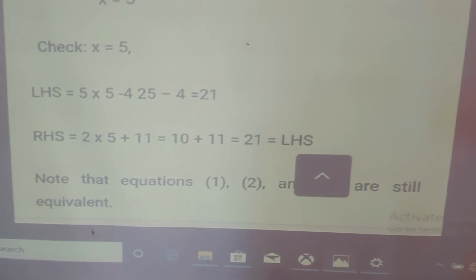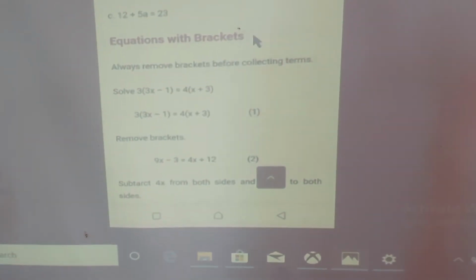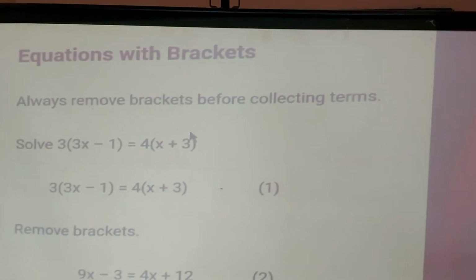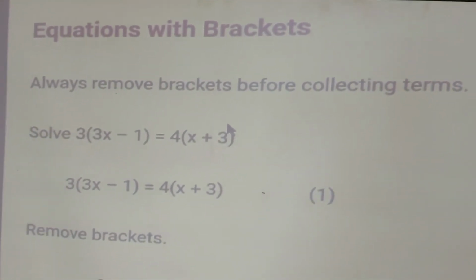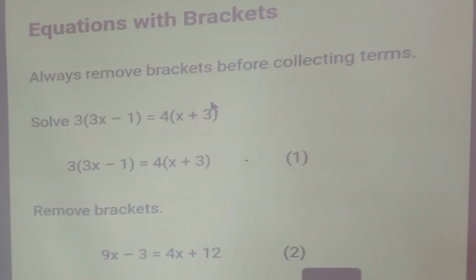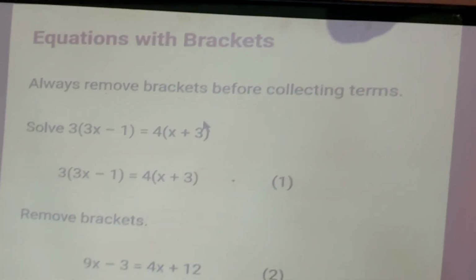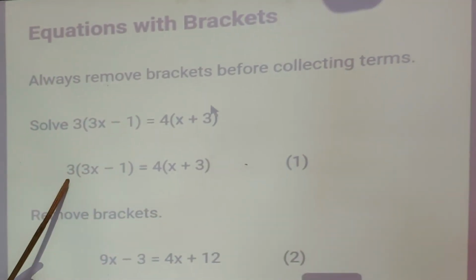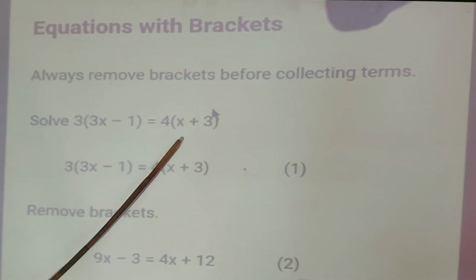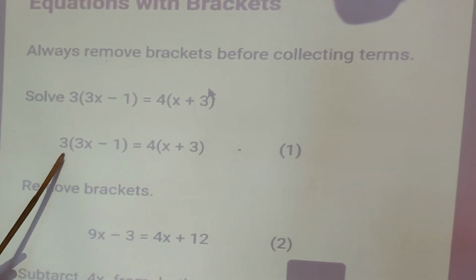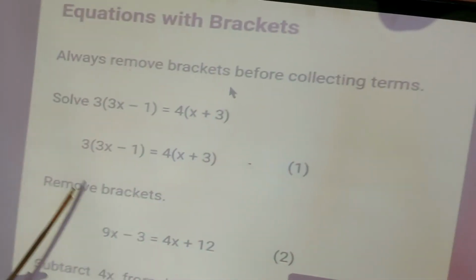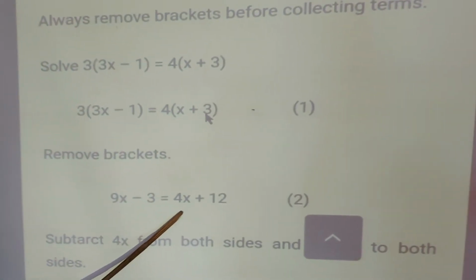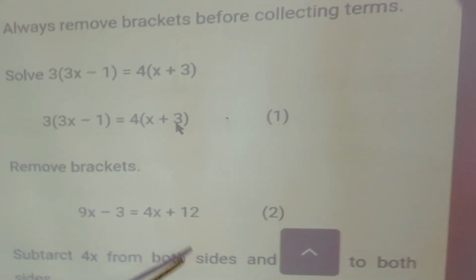Now, another aspect of solving equations is when we have equations with brackets. Whenever you see a bracket in an equation, it is necessary to always remove the bracket. We open brackets by multiplying the term outside the brackets with the terms inside the bracket. So to open this bracket, we'll be multiplying all through by 3 and multiplying the second bracket by 4. Multiplying this now, we have 3 times 3x equals 9x, 3 times 1 equals 3, and on the right-hand side we have 4 times x equals 4x, 4 times 3 equals 12.